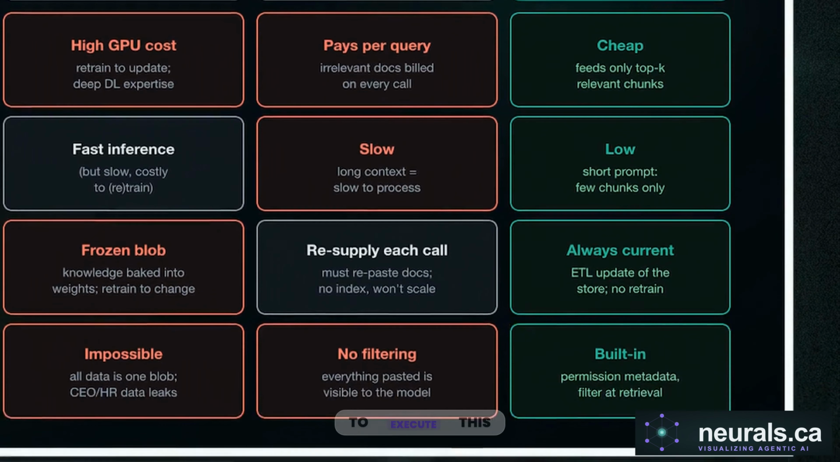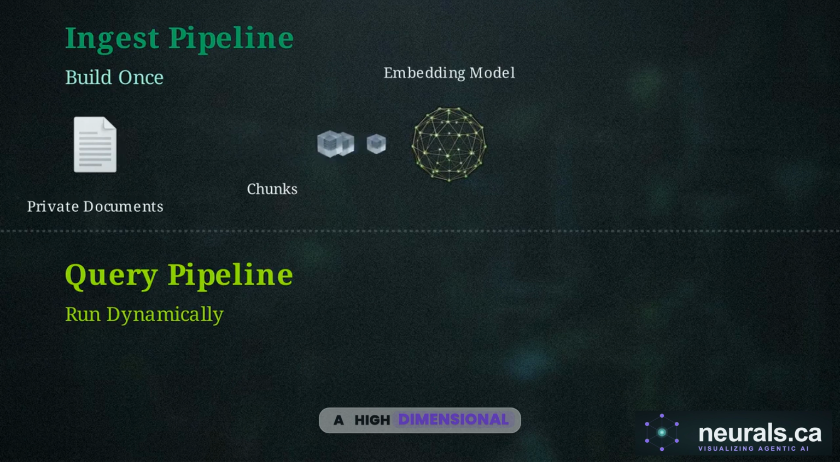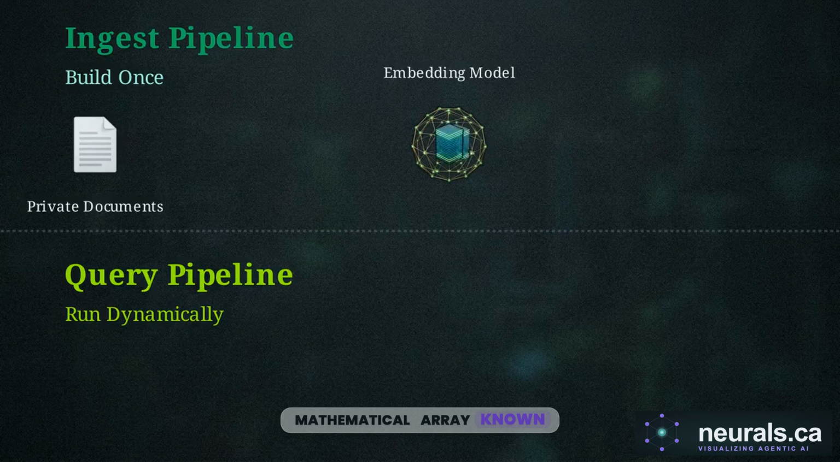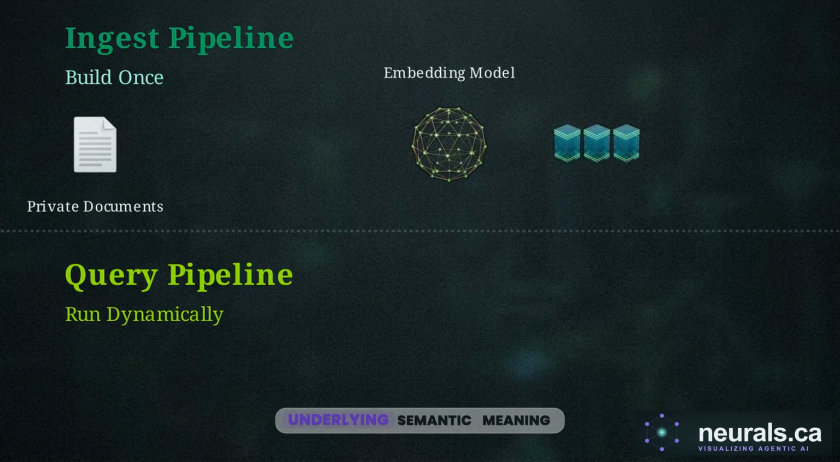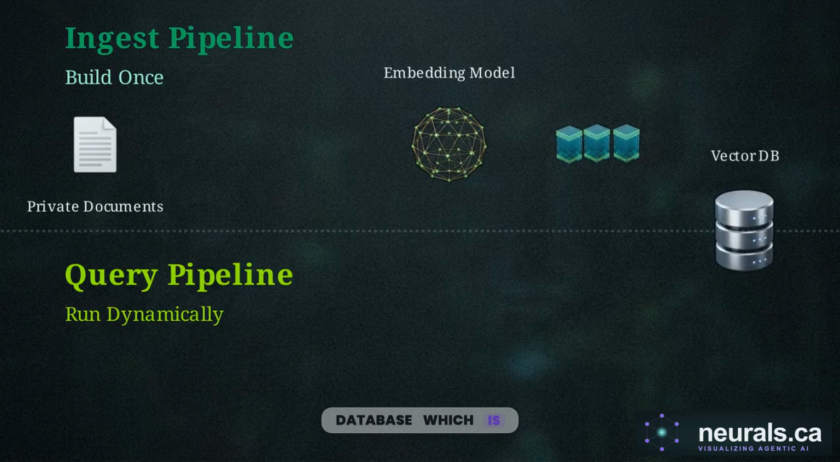units called chunks. Next, an embedding model translates the text of each chunk into a high-dimensional mathematical array, known as a vector. This captures the underlying semantic meaning of the words. These vectors are then stored in a specialized vector database, which is optimized to index and search numerical arrays.